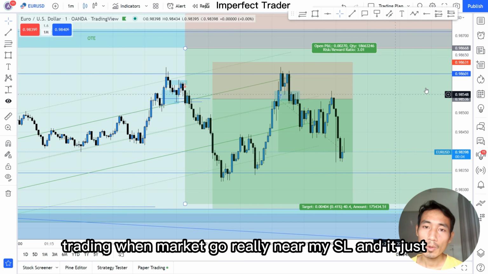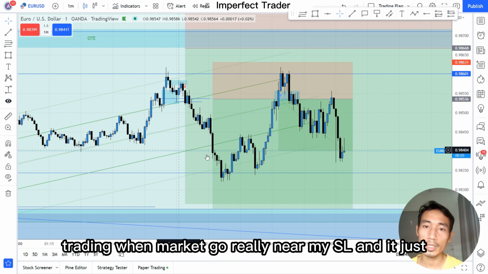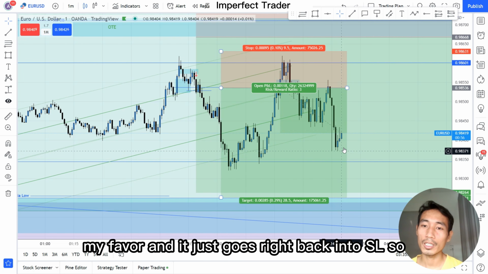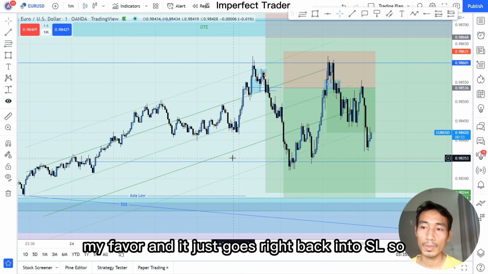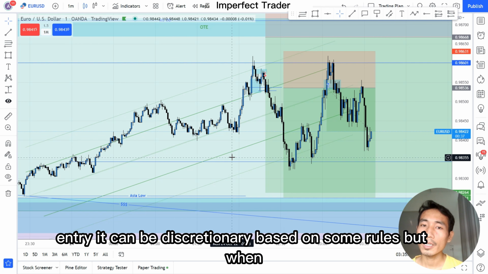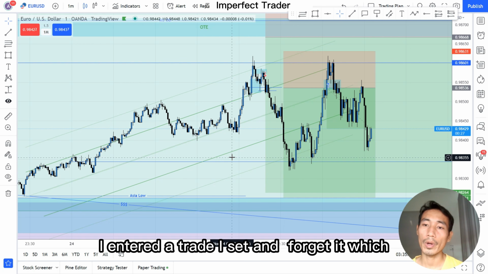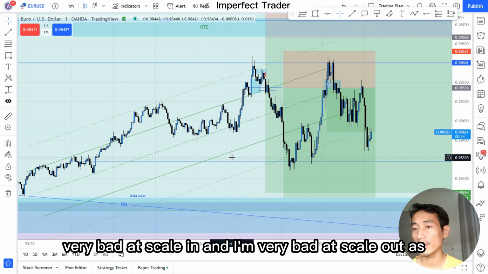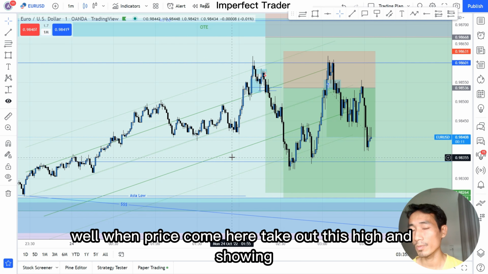There's a lot of time in trading when the market goes really near my stop loss and it just turns around in my favor, and sometimes it turns around in my favor and then goes right back into the stop loss. The way I find entry can be discretionary based on some rules, but when I enter a trade, I set and forget it, which means I don't want to interfere, because I'm very bad at scaling in and I'm very bad at scaling out as well.